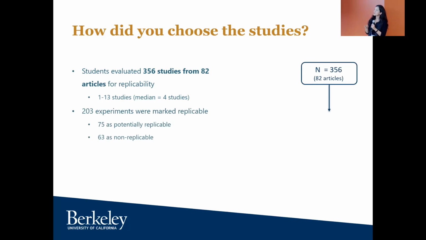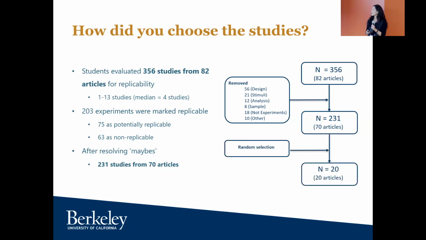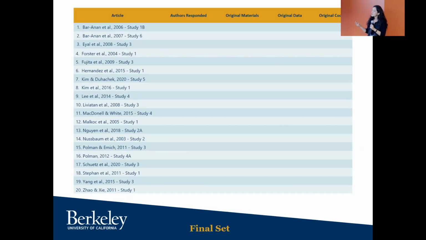They initially rated 203 experiments as replicable, and then we filtered out, we resolved the maybes. We took some out if the design was too complicated, we could not replicate the stimuli, or if they were not experiments. And we were down to 231 experiments from 70 articles. From that, we randomly selected 20 of them to replicate. These were the 20 studies that we ended up replicating.